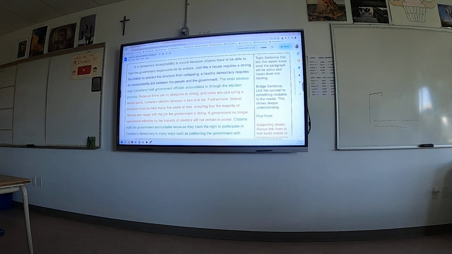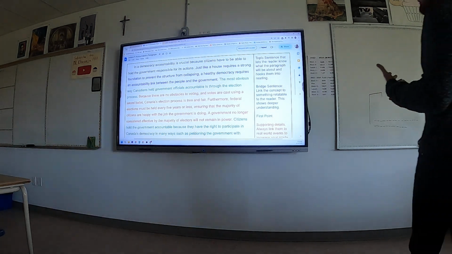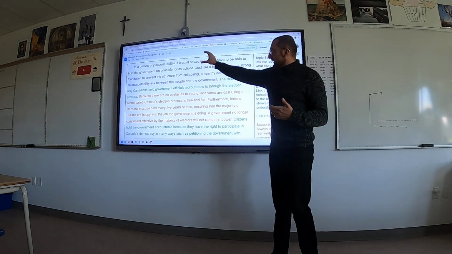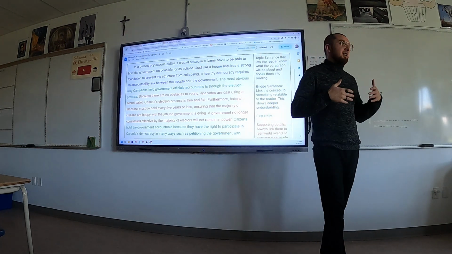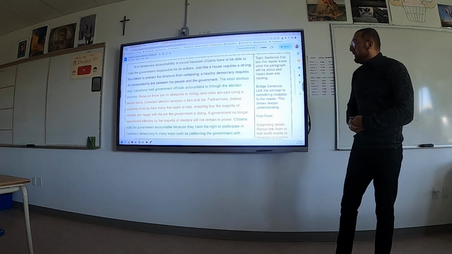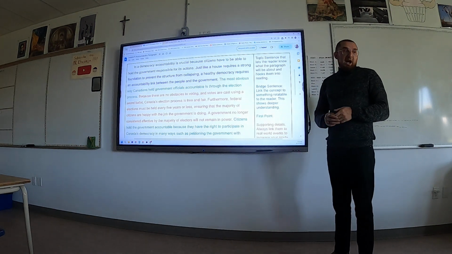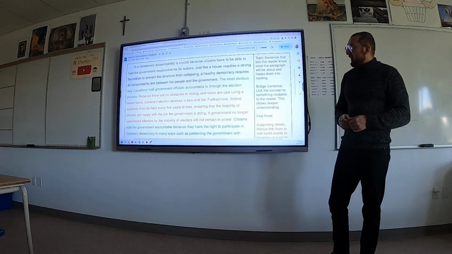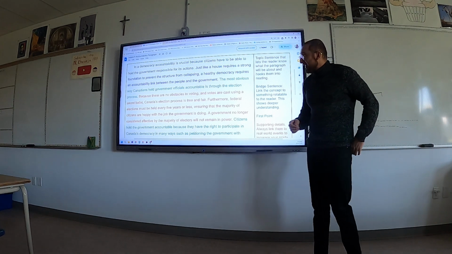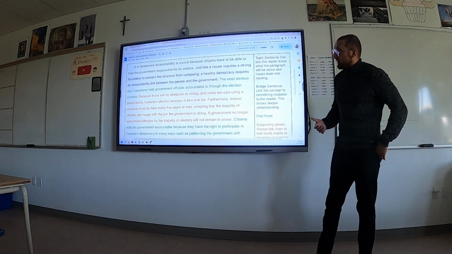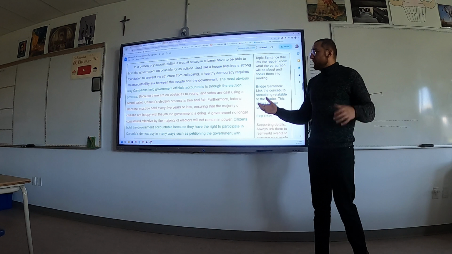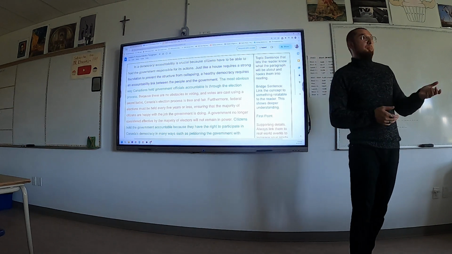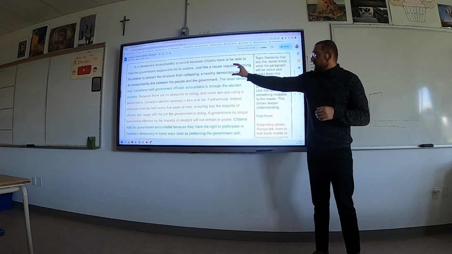Which moves us on to our next sentence, which bridges what we're going to discuss and provides a simple example of that. Okay, just like a house requires a strong foundation to prevent the structure from collapsing, a healthy democracy requires an accountability link between the people and the government. So this bridge is very useful.